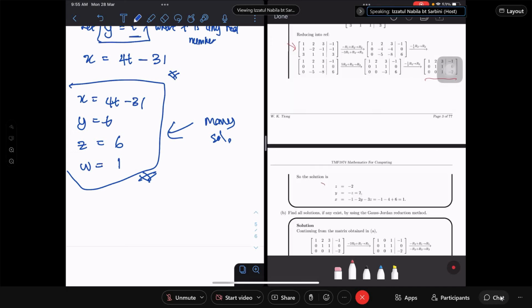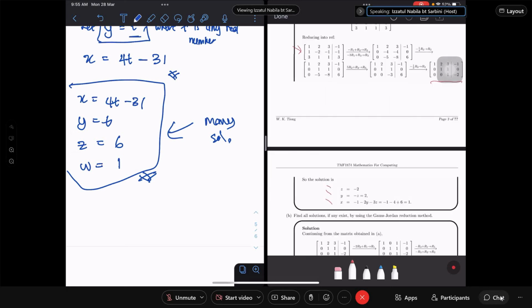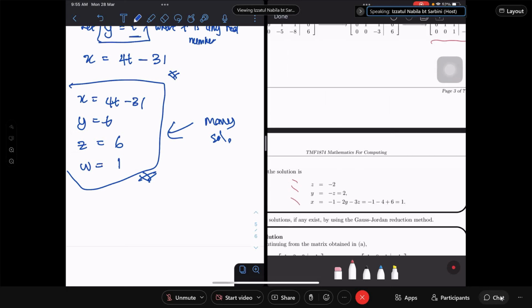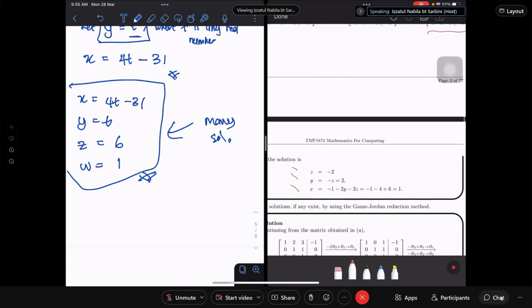Like we did in question A just now, we do back substitution. And this is very straightforward because you have 3 equations and 3 variables. So you're going to have a unique solution. You don't need free variables. Alright? So very straightforward. So you have X equals 1, Y equals 2, Z equals -2.